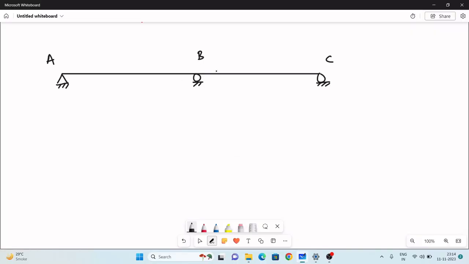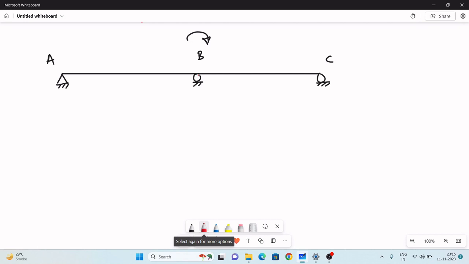Now we have to apply unit rotation at coordinate 2, that is joint B. To get the unit rotation at coordinate 2, you have to apply some moment at joint B, and that moment should be clockwise because you have assumed that coordinate 2 is clockwise. So when you are applying a clockwise moment to joint B, BC will go down and BA will go up, and accordingly you have to draw the deflected shape of BC and BA. It will be like this.